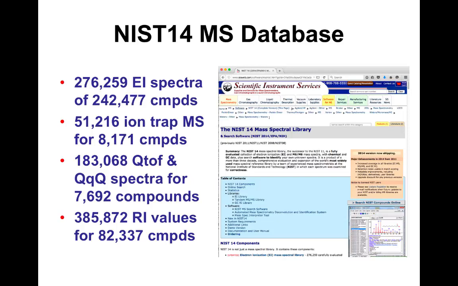Now it's a little exaggerated because they're counting all of the derivatized compounds. Many compounds will have 3 to 4 derivatives, so the actual number of unique parent compounds is maybe a quarter of what they list, but it's a lot. It's a pretty impressive collection. They also have ion trap mass spec and QTOF mass spec. They also have retention index values for about 80,000 compounds.